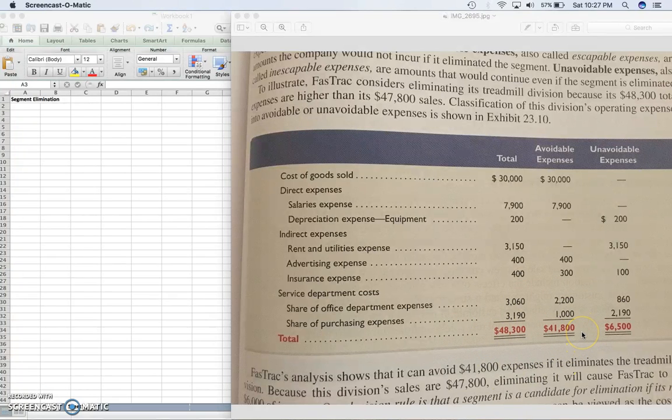So deciding whether to eliminate segments is not just based on financial facts or appearances on the surface. You have to look a little bit deeper into direct relationships and other aspects of segments that might not be as obvious. And that's it.